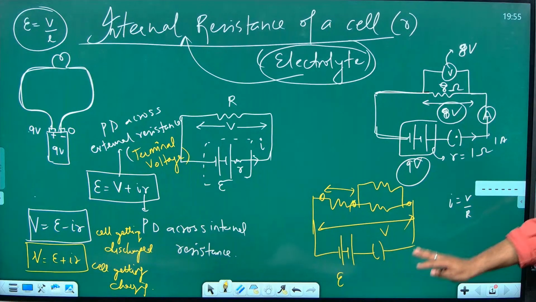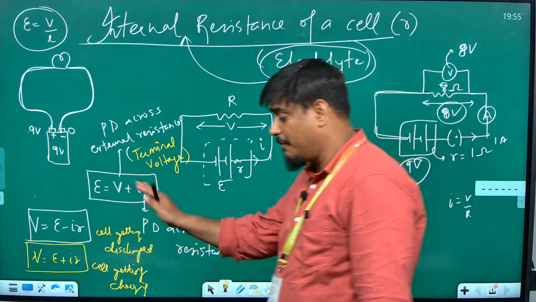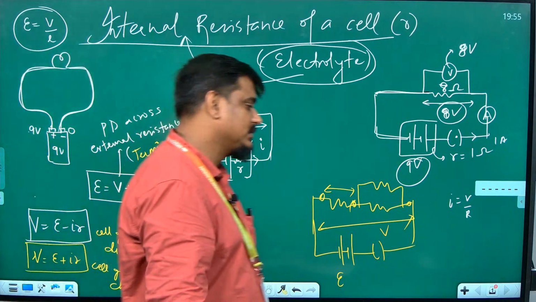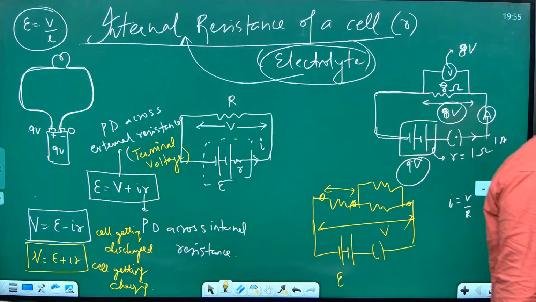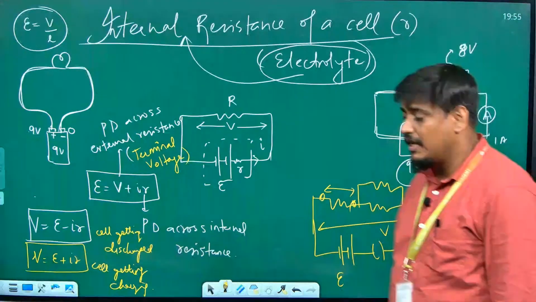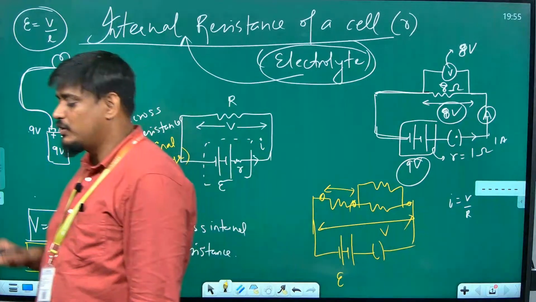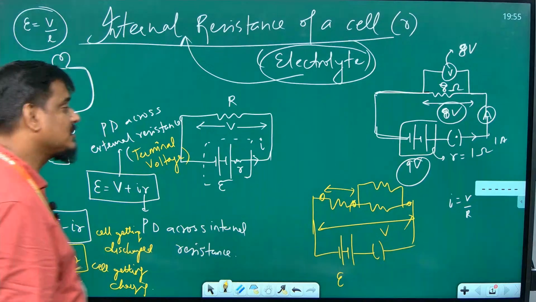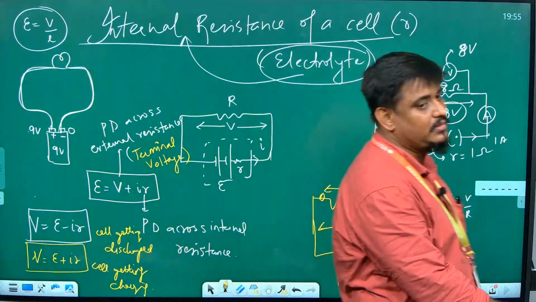It's important for the examination. Very important topic we are dealing with today. V is equal to E plus IR, V is equal to E minus IR. Where V is the terminal voltage, E is the EMF of the cell, I is the current flowing through the battery, and small r is the internal resistance of the cell. I hope it is clear.